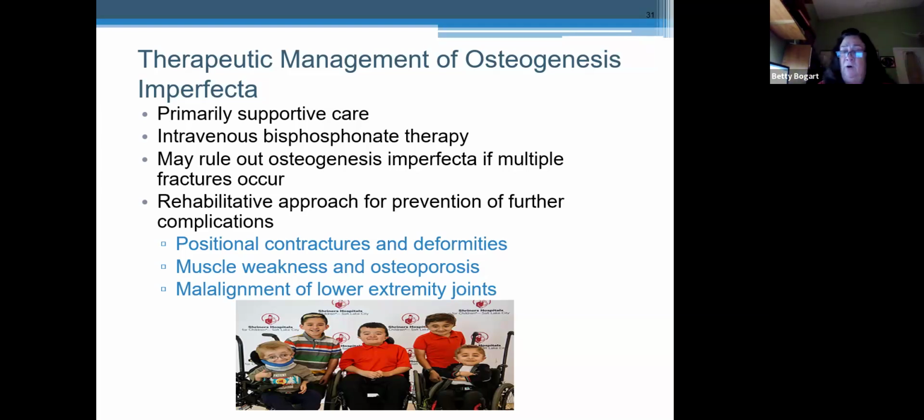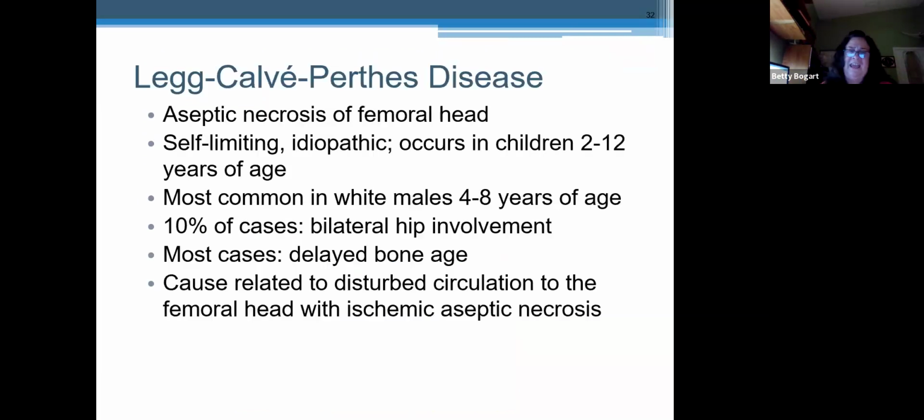The other side of OI is sometimes parents are accused of abuse because the OI hasn't been diagnosed. Can you imagine that? I just can't.